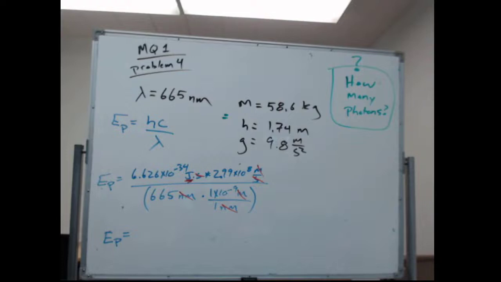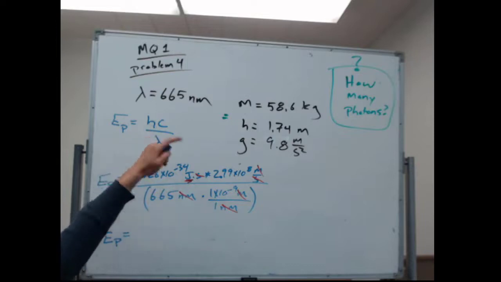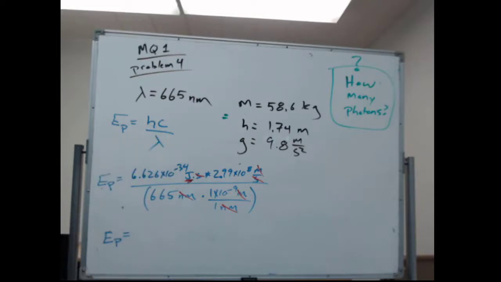My photon energy, and one thing that I'll point out, a good rule of thumb: if we're ever dealing with light that's in the visible spectrum, we expect an energy that's on the order of 10 to the negative 19 joules per photon. We get 2.979 times 10 to the minus 19 joules per photon.